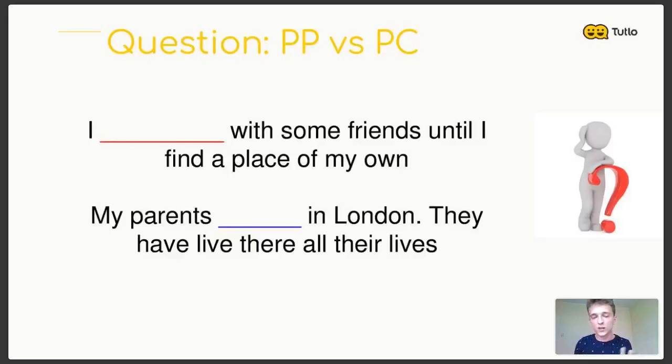The first situation is like with some friends until I find a place. And the second is like my parents in London. Yeah. So what would be the difference? Which is present simple and which is present continuous? And here the verb that we should use is live.